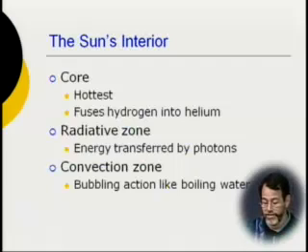Okay, so the sun's interior. The sun has several layers, sort of like the Earth does. But the sun doesn't have a solid surface anywhere. So as I said last lecture, you can't land on the sun. As you go into the sun, it gets hotter and hotter. And the hottest part is the core. In the core, hydrogen is fused into helium, which gives the energy of the sun.